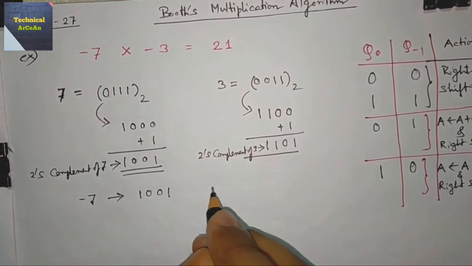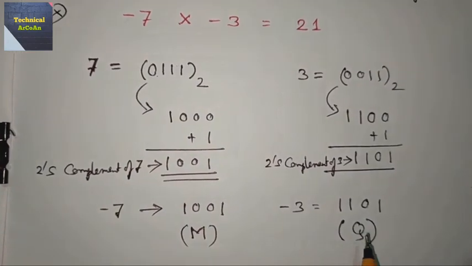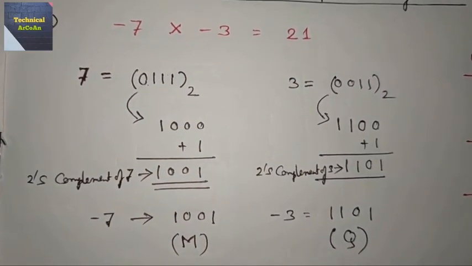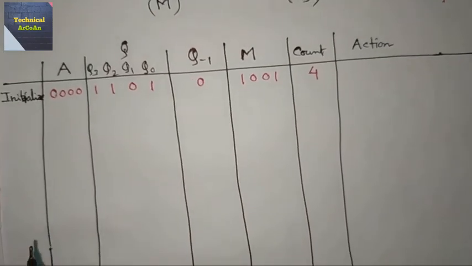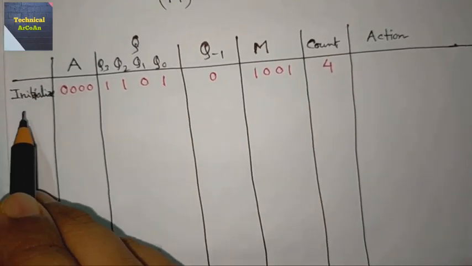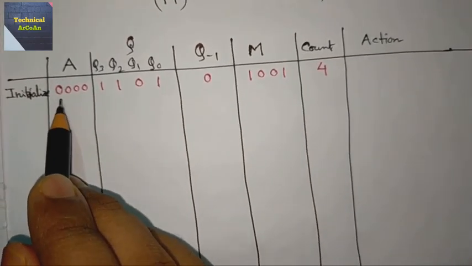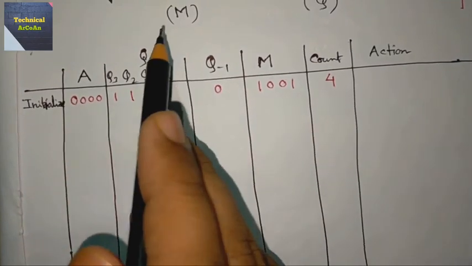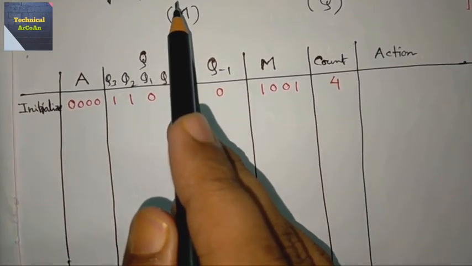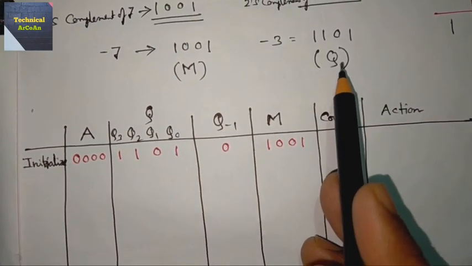Clear? And minus 3 is our Q, that is, the multiplier. Now we draw this table, and according to the algorithm we first initialize A as 0. Both multiplicand and multiplier are 4 bits.